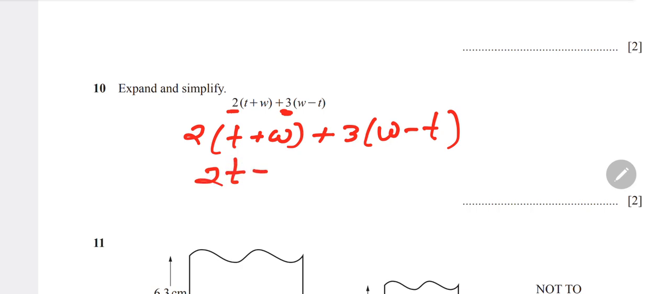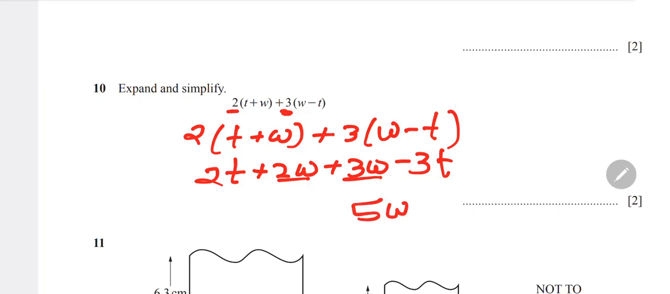2 multiplied with w is 2w. 3 multiplied with w is 3w. 3 multiplied by t is minus 3t. Now 2w and 3w are both plus, they love each other and become 5w.